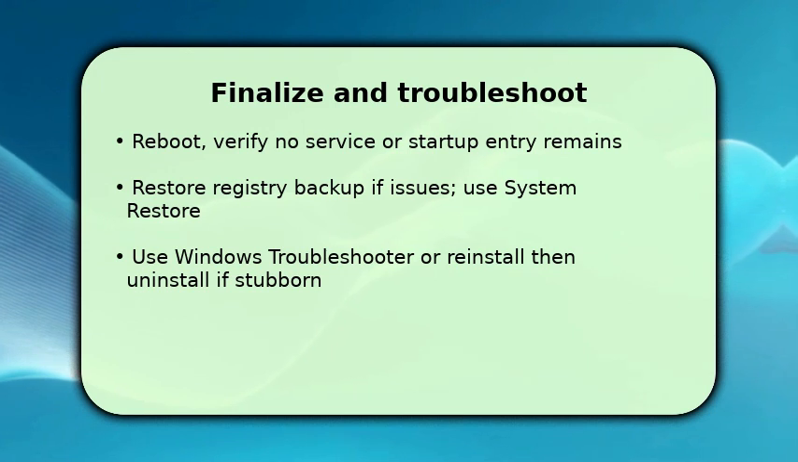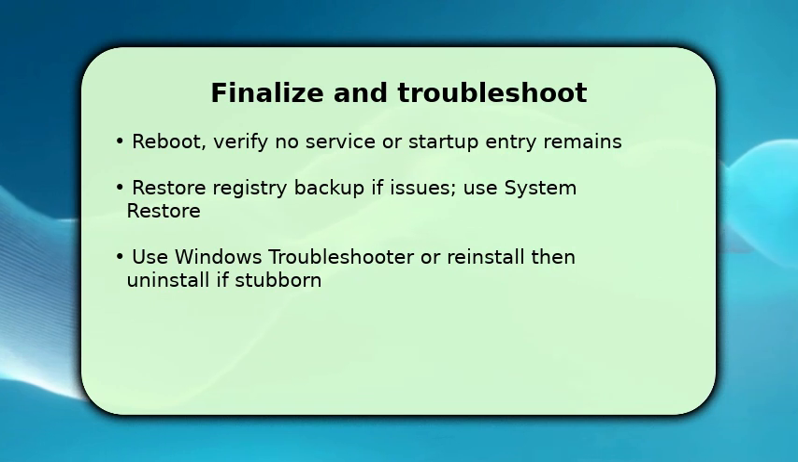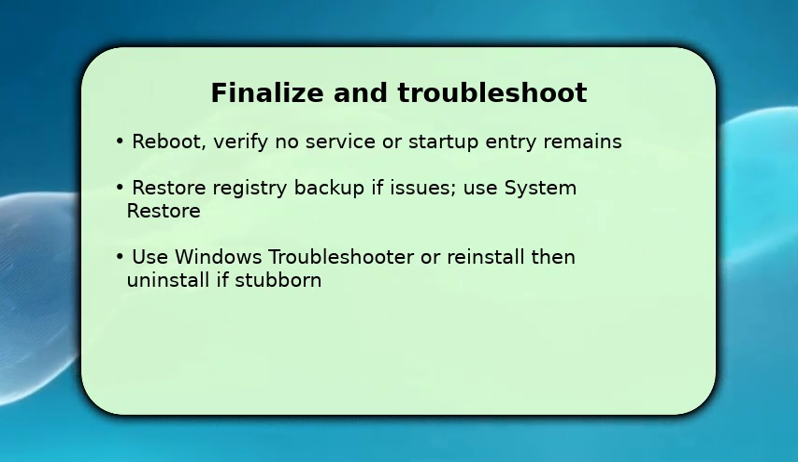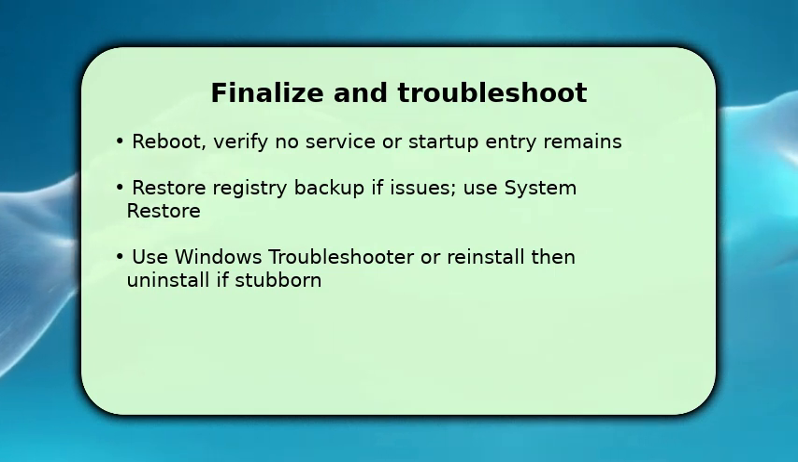If you encounter errors or missing DLLs, restore the registry backup you exported or run System Restore to revert. If the uninstaller failed, reinstall the same version and attempt uninstall again, then run Windows Troubleshooter for programs. Make sure to check event logs for error details and only revert changes if you've preserved backups and restore points.